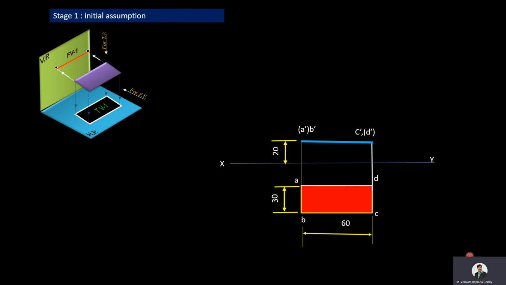After that, what we need to do? We need to move towards case 2. Case 2 is related to considering the surface inclination of the plane. Case 1 is initial assumption, that is, plane is parallel to one plane and perpendicular to another plane. Case 2 is considering the surface inclination. Now we'll move towards case 2.